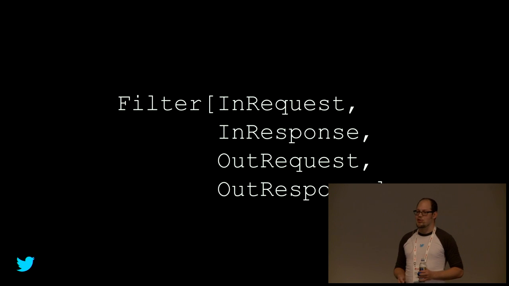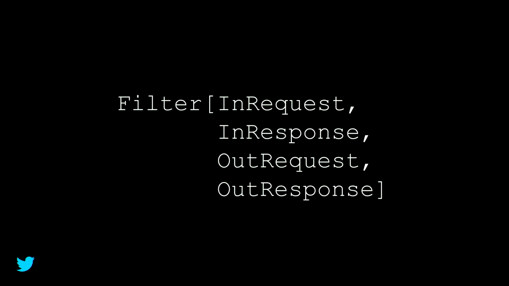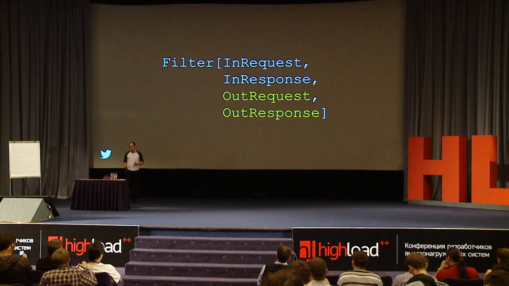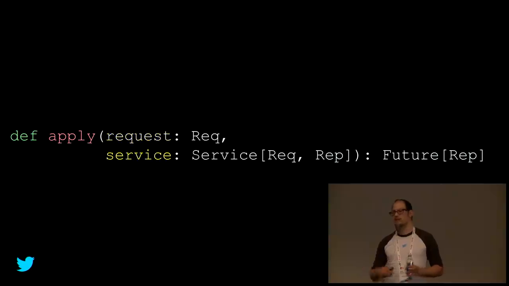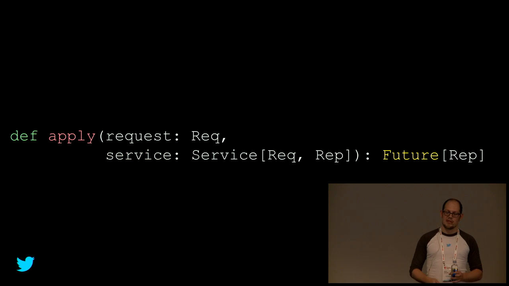So the actual type definition for a filter is that it contains two request and response pairs. You have the inbound request and response, and then you have the outbound request and response that you're sending out. Most of the time, these are actually the same type, so you can use a simple filter, where you just give it two types for the request and the response. And then this is the apply contract that we have to implement as a filter. We get a request, which is the one that's coming in, and then we get the service that we are wrapping around. And then we return a future of the response.